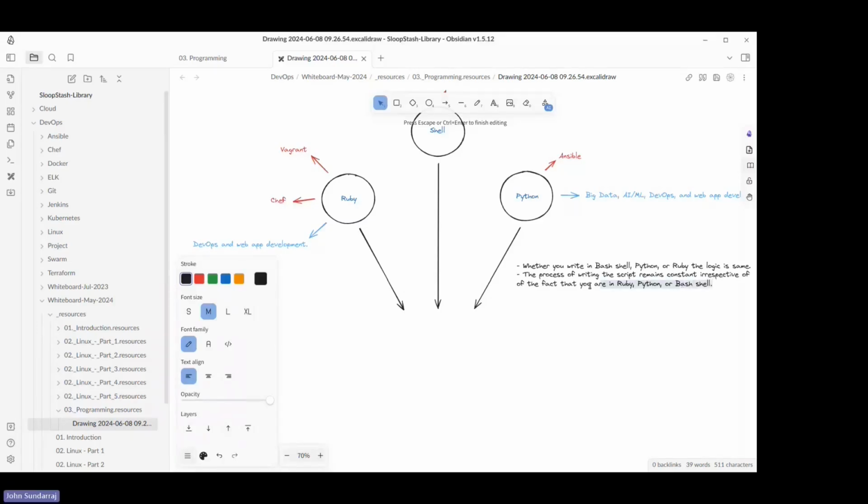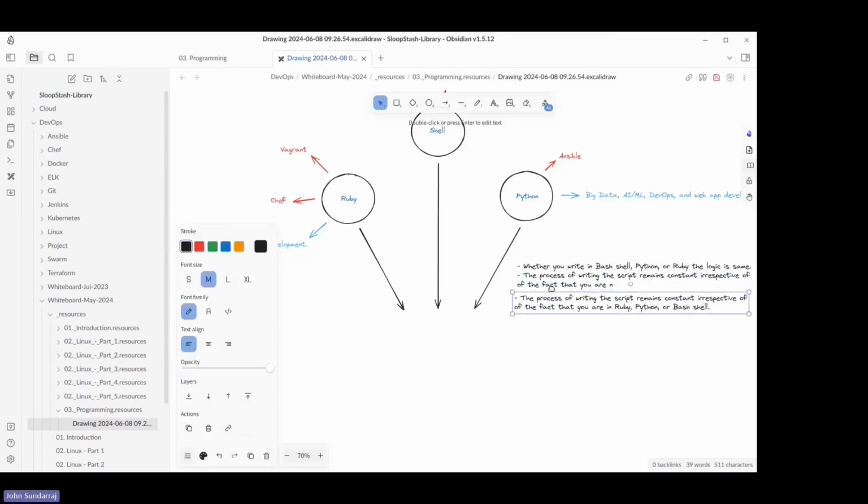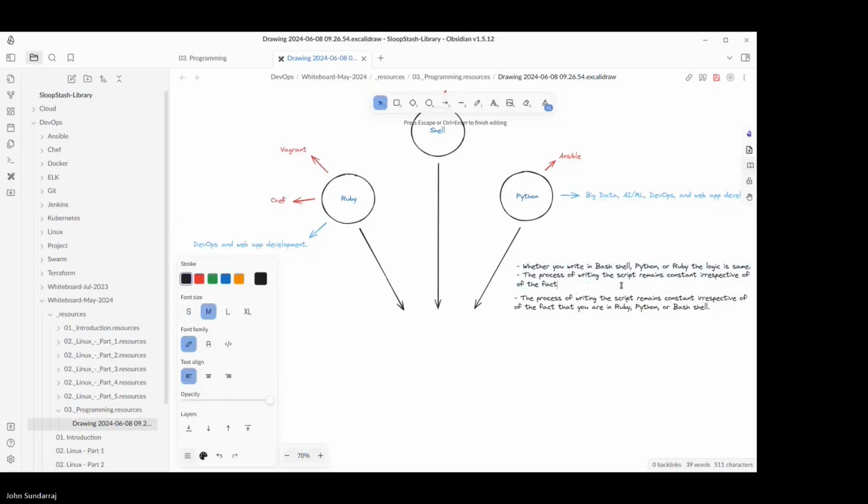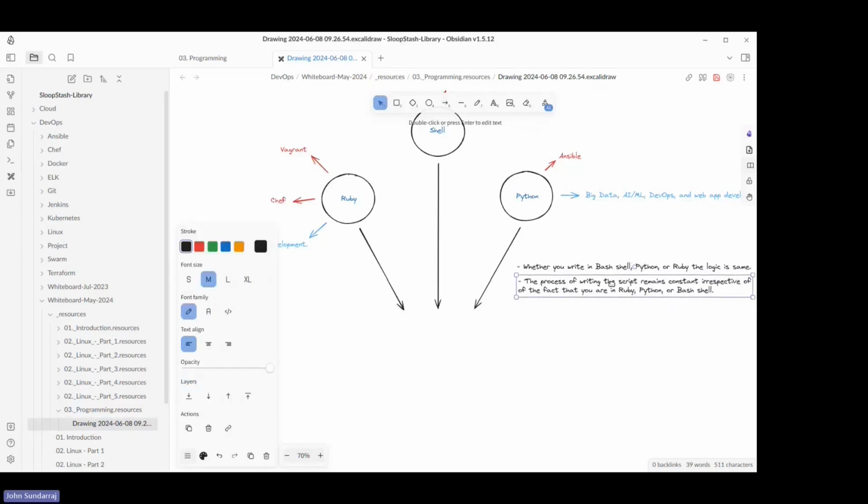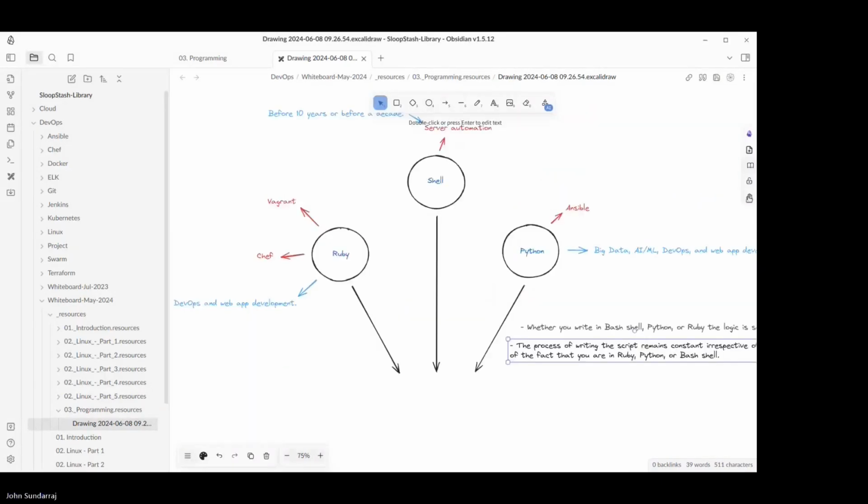So these two things we have to keep in mind. This is one thing, and that is another thing. These two points we have to definitely remember, guys. Whatever language you use, the logic remains the same, and the process of writing the script remains the same. The process remains constant.